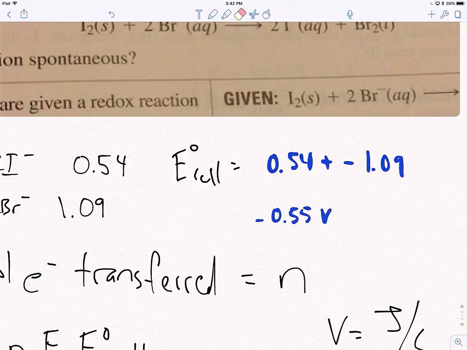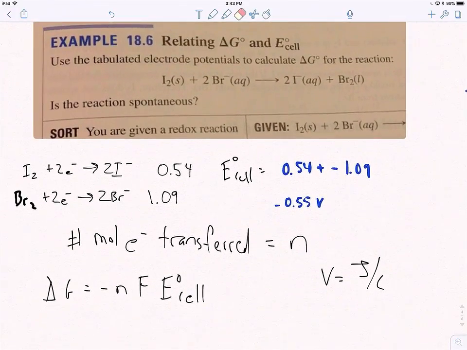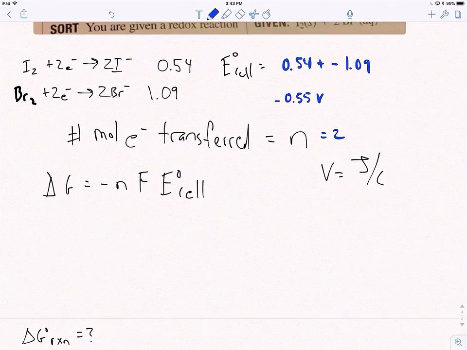I'm just doing that in my head. Right, so 1.09 minus 0.54 is minus 0.55 volts. That's the standard cell potential for this. And the number of moles of electrons transferred is N. In this case, this is 2. And the delta G0 is that. So let's fill this in.